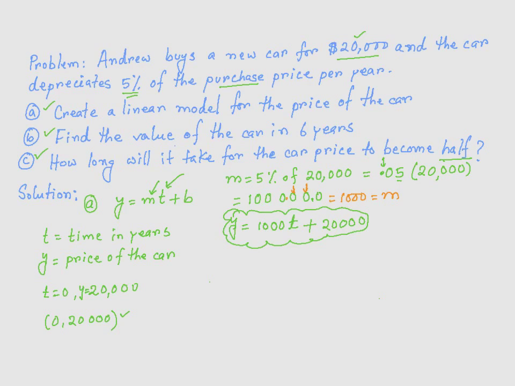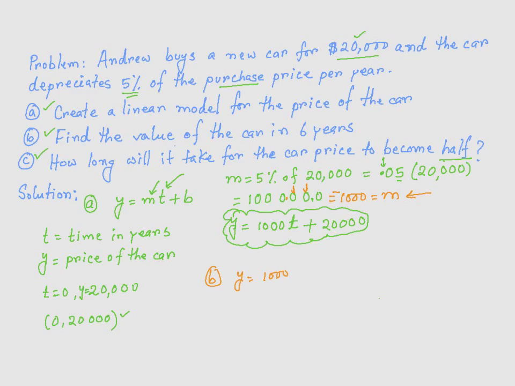And part B is find the value of the car in 6 years. So we just plug in t is equal to 6. So y is equal to 1000... Oops, there is a mistake here. The mistake is the car depreciates. This is a very important point and very easy to skip. Even I did it. Depreciates means goes down. That means the slope is going to be negative. So this has to be negative.